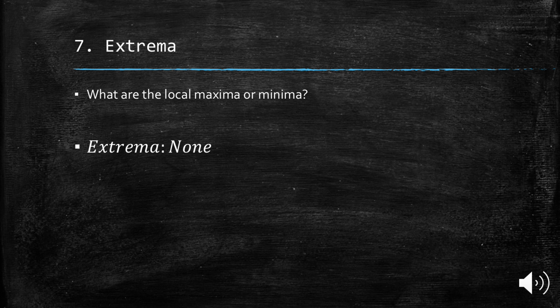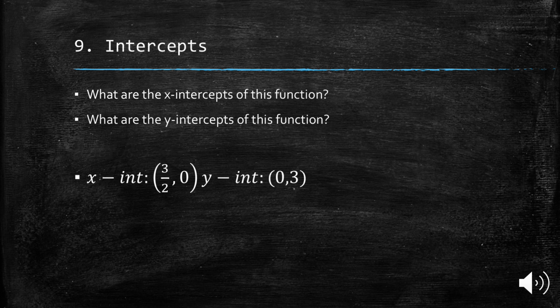What are the local maxima and minima? This never changes direction, so it has no maximum or minimum. It goes from negative infinity to positive infinity, and so there is no change in direction. What are the x-intercepts and the y-intercepts? Number 9, intercepts. This one does have an x-intercept at (3/2, 0). It also has a y-intercept at (0, 3), and this is in slope-intercept form, so it's pretty easy to tell that's at positive 3.